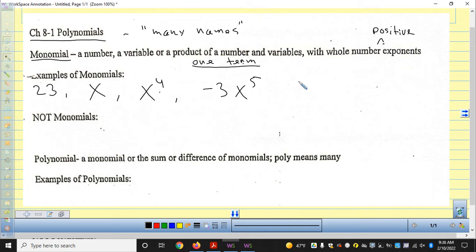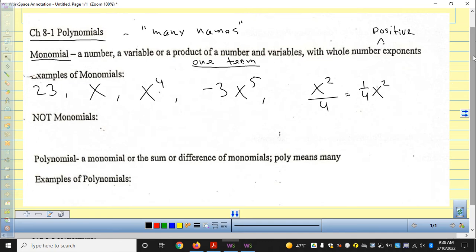It's one term. We could also have x squared over 4. That's a monomial because we can think of x squared over 4 as 1/4 x squared. So it's a product of a number and a variable with a whole number, positive exponent. So all of those are monomials. One term.